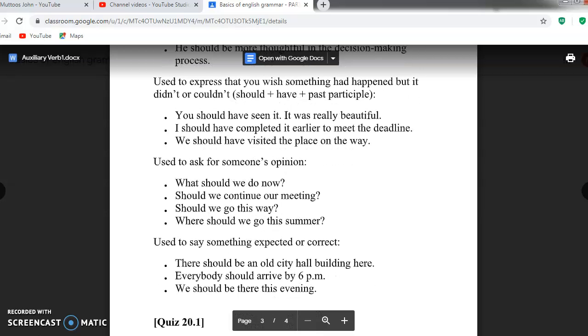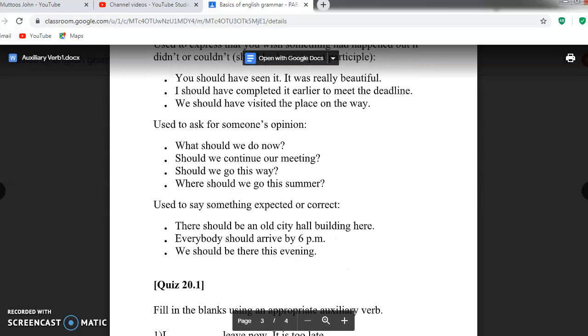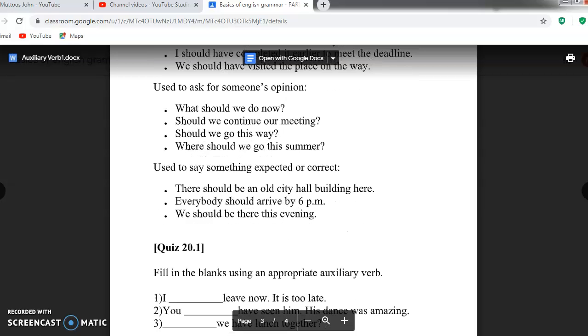Should is used to ask for someone's opinion. For example, what should we do? Should is used to say something expected or correct. For example, there should be an old city hall building there.